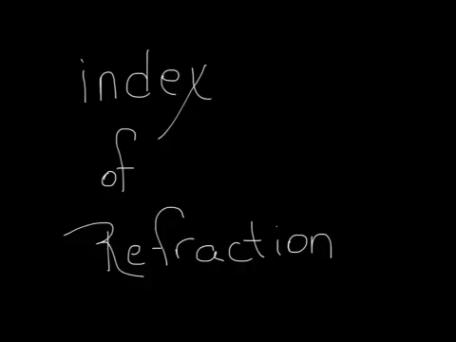This short video is going to be on the index of refraction. The symbol that they use is N. N is how much the object bends the light. How much does it slow the light down moving through the material?